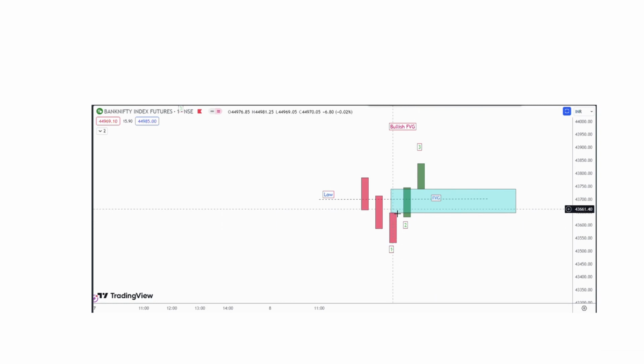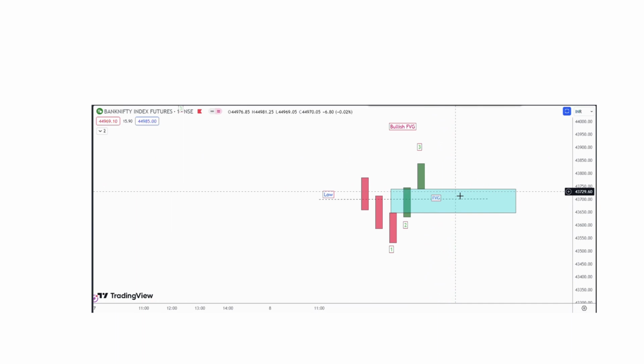Once this happens, we will mark a rectangle touching the high of candle number one with the low of candle number three. That would be a fair value gap. What's happening over here is that price is only being offered on the buy side in this blue rectangle. There's no sell being offered over here. So we would wait for the price to come back, touch this level, and we can go long from here.